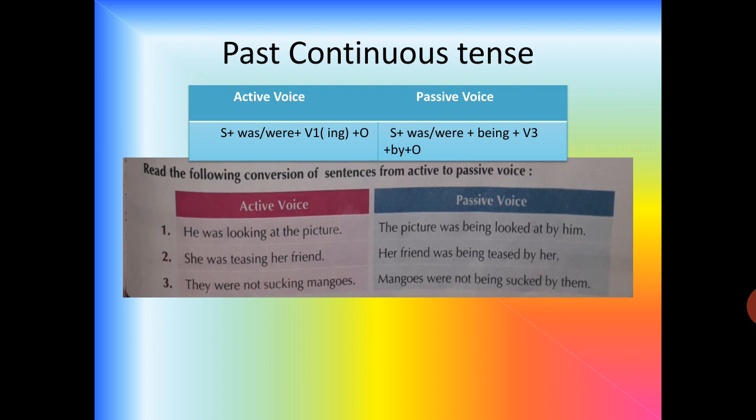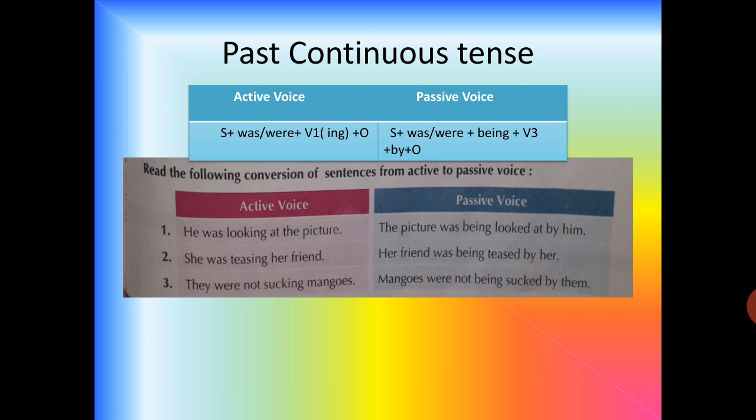But when we make it passive voice, what will we do? Same structure, was and were to there will be. But one important thing you have to keep in mind again, that as I told you in present continuous, being gets added, and then the verb's third form by an object.